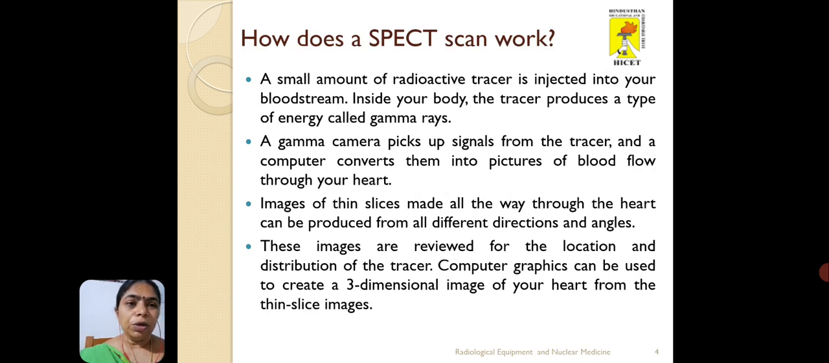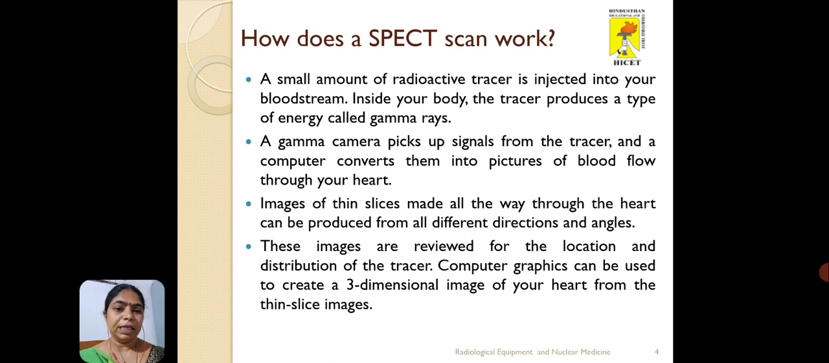A small amount of radioactive tracer is injected into the bloodstream. Inside the body, the tracer produces a type of energy called gamma rays. So the radioactive isotope is used as a radioactive tracer, and it will emit the gamma rays inside the patient's body. A gamma camera is used to pick up the signals from the tracer and a computer converts them into pictures of the blood flow through your heart.